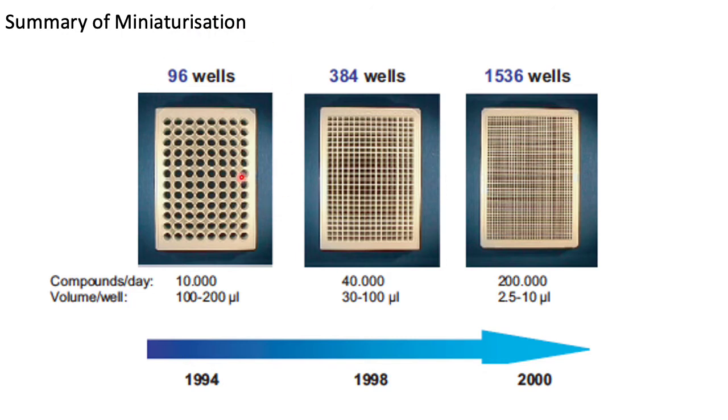So we've gone from the 96 well plate, where we can screen around 10,000 compounds per day, and with a volume of 100 to 200 microliters, and this is around about the mid 1990s. The 384 well plate, we can screen around about 40,000 compounds per day, and this is with a volume of 30 to 100 microliters. And the 1536 well plate, we can screen about 200,000 compounds per day, and this is a volume of 2.5 to 10 microliters.